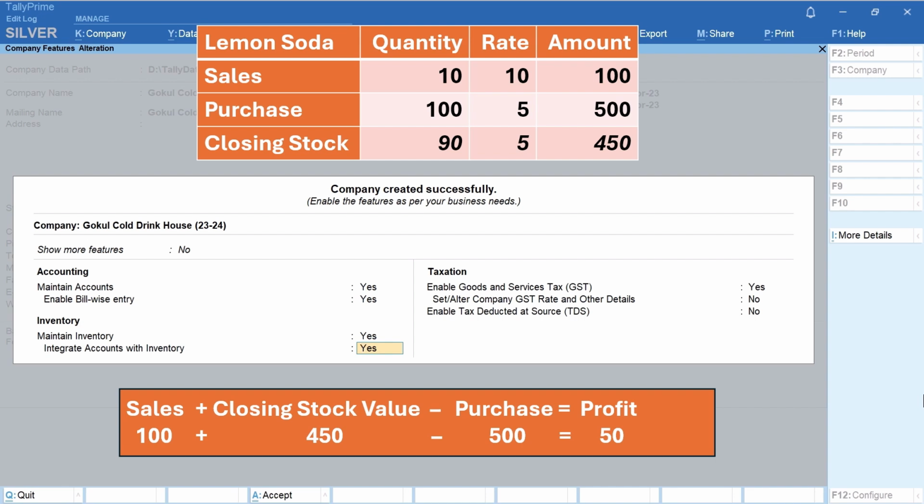So this feature, that is integrate accounts with inventory, is very significant. As the words suggest, integrating, that is we wish to integrate accounts with the value of inventory, that is the value of closing stock. So, by using Tally Prime with an inventory-enabled company, we can enter purchases and sales along with the relevant stock items, their quantities and rates. Tally Prime will then automatically calculate the closing stock and its value. Due to this feature, the closing stock value is automatically integrated by Tally Prime while calculating profit or loss. I hope you have all understood it.